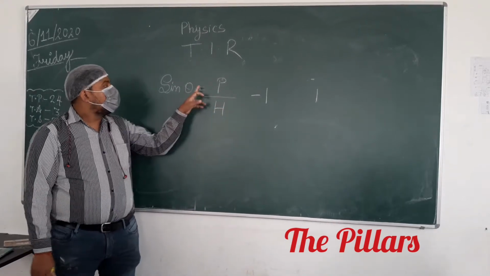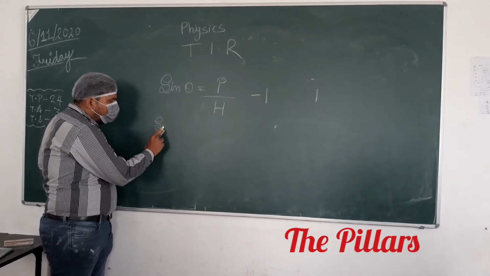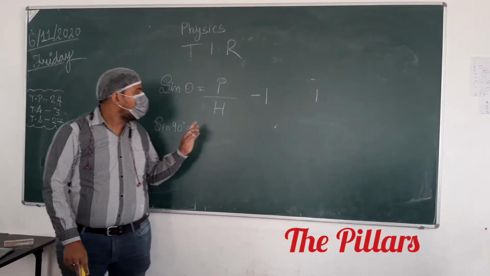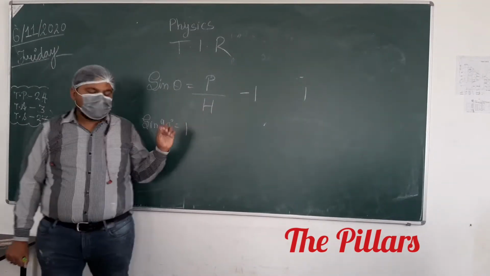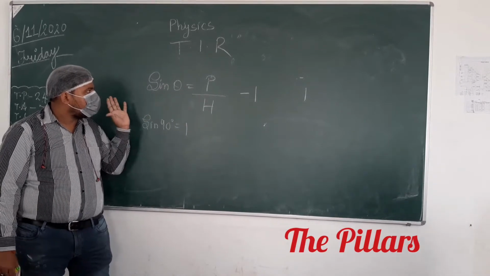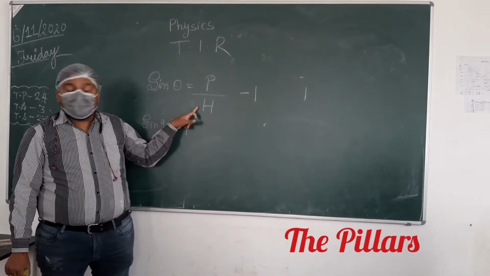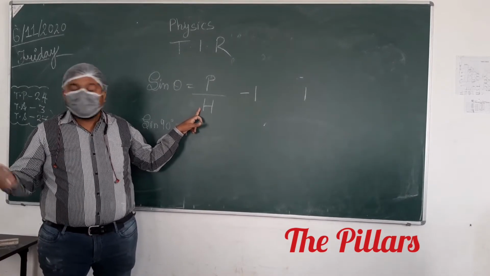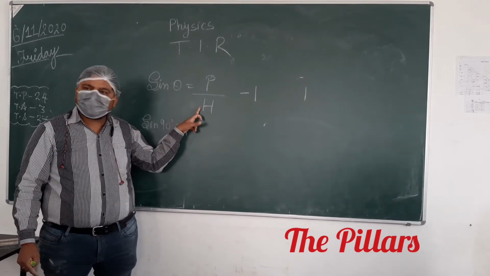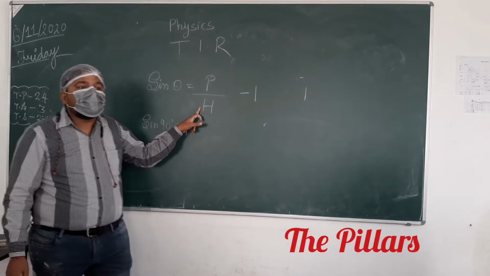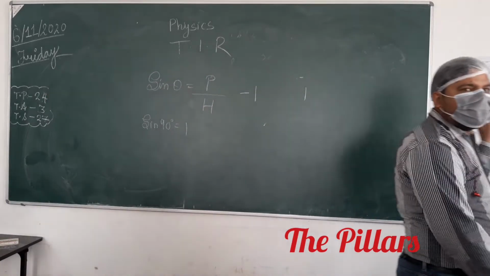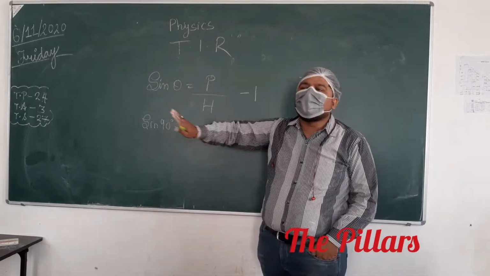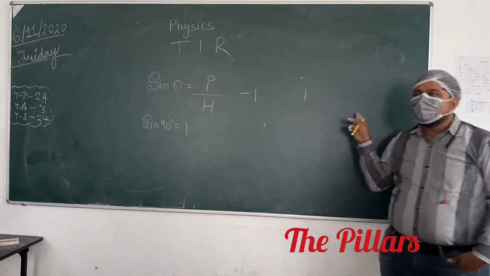What is the value of sin 90? Sin 90 is 1. Now, for any other angle, in a right angle triangle, the hypotenuse is the longest side. So whatever is in the numerator, it will be less than this. So the value is going to be less than 1, yes or no? For all angles except 90 degree, this ratio will be less than 1.